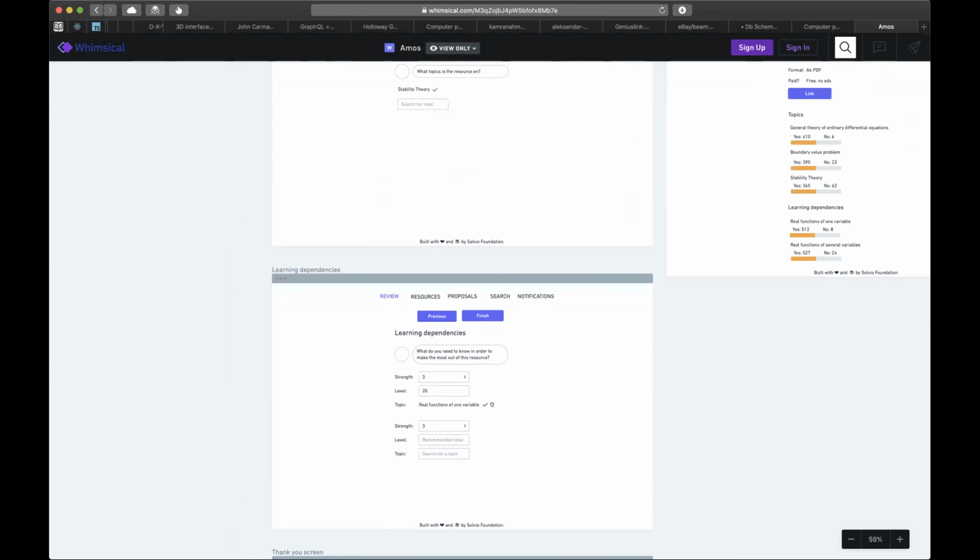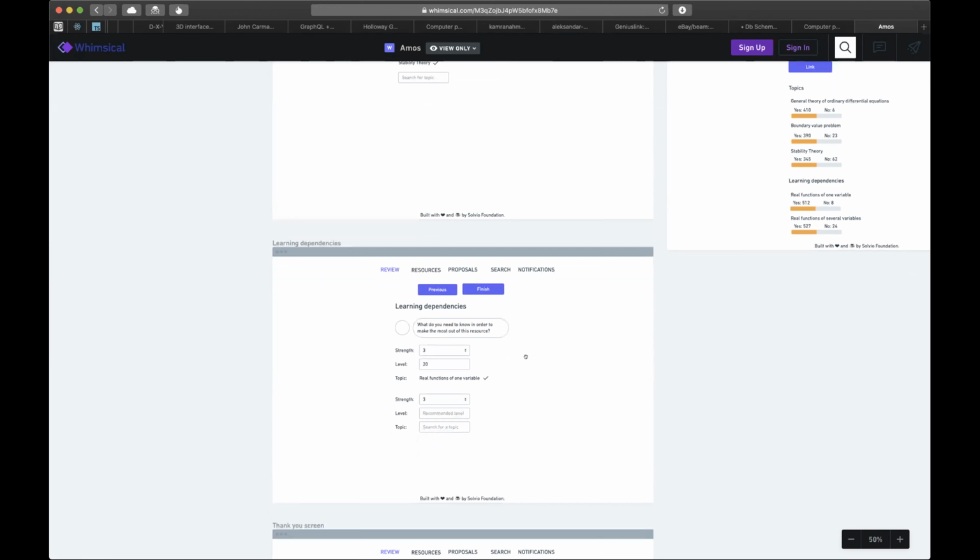So the reason we want to have level is, apart from all the other reasons, it also allows us to encode the difficulty of the resource. So if a resource is on algorithms and it has a learning dependency of algorithms, then depending on its level, we find out how introductory or intermediate or advanced the resource is. And so the notion of level, we haven't really talked about it yet.